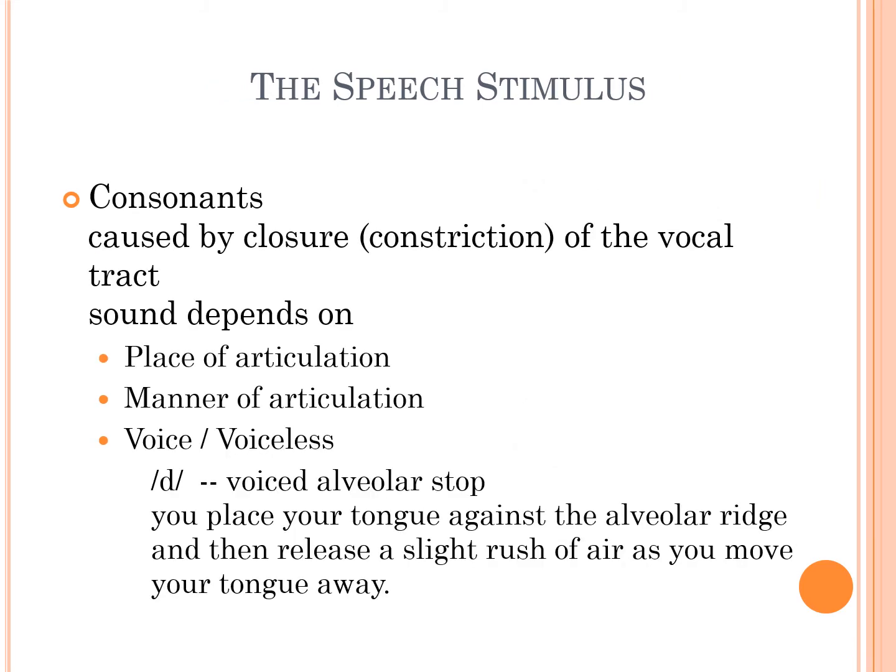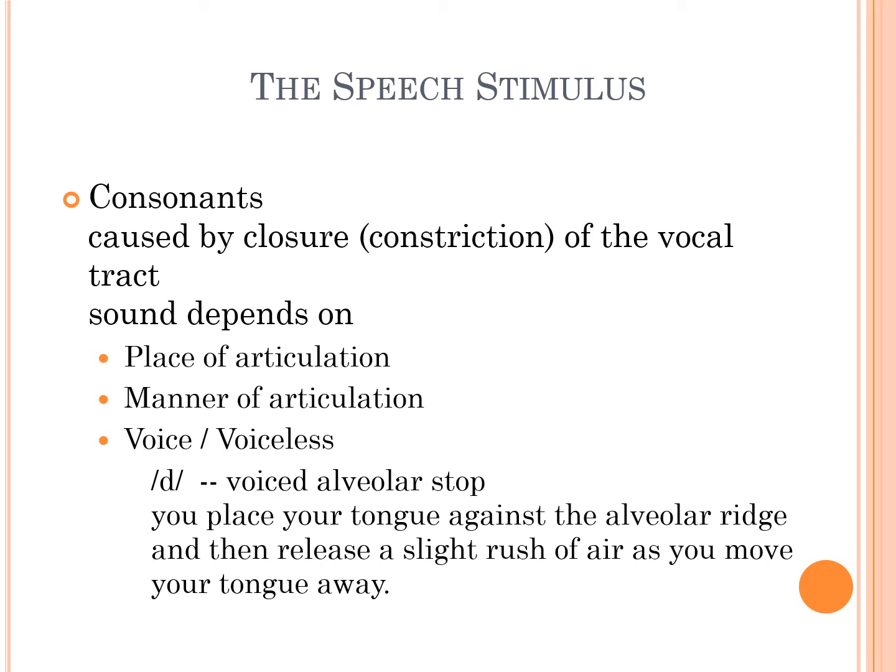In addition to vowels, we have consonants, and these are being created by the closure of the vocal tract. In some way, we are constricting the vocal tract as we're pushing that air past our vocal cords for the most part, or potentially not using our vocal cords for a moment. The sound that is created depends on the place of articulation, the manner of articulation, and whether the consonant is voiced or voiceless. So let's walk through these.